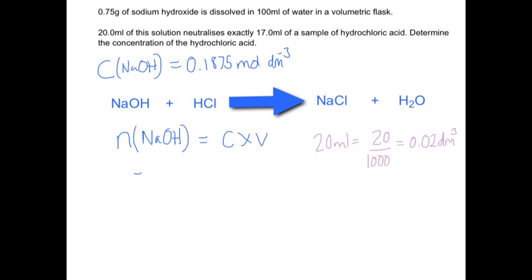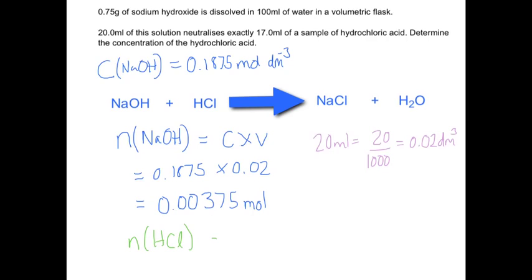So the number of moles of sodium hydroxide we used equals 0.1875 multiplied by 0.02, and that gives us 0.00375 moles. Since it's a 1-to-1 ratio, we therefore had 0.00375 moles of acid in our 17 mL.